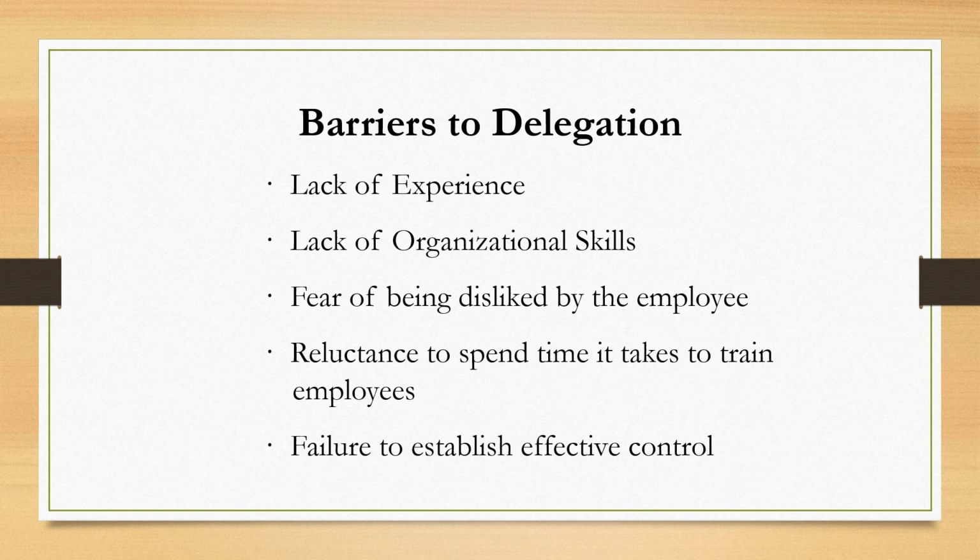And lastly, the failure to establish effective control. So again, going back to that power, that authority we talked about in the previous video. That power is the ability to influence people within our team, within our organization. And so if we don't have that effective control over the situation by effectively using the power and the authority that we have, then people may be resistant and reluctant to take on these projects that have been delegated to them.